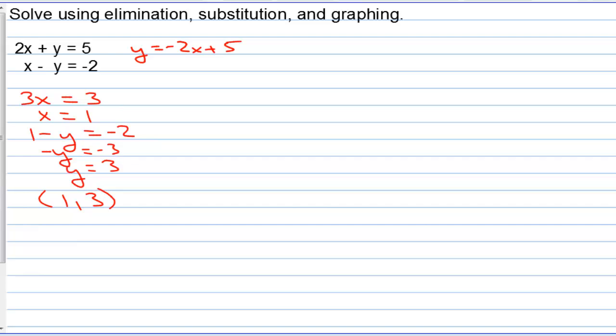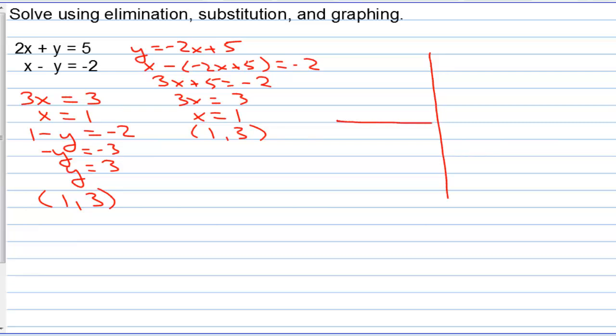Now I can replace that y in the second one with negative 2x plus 5. So we get 3x plus 5 equals negative 2. We get 3x equals 3. And again, we get x equals 1. So we have 1, 3. And of course, we have to plug the 1 back in and get the 3 again. So that's substitution.